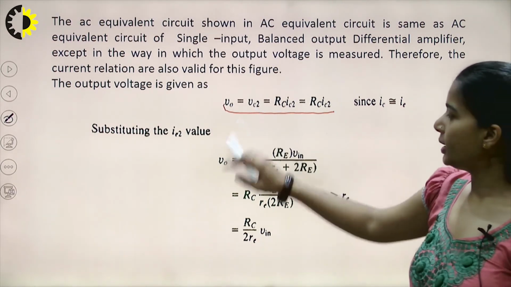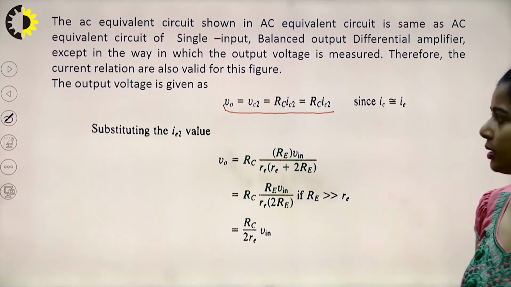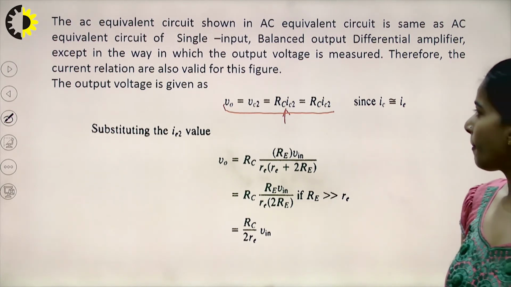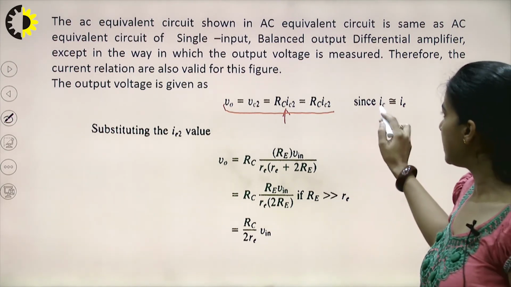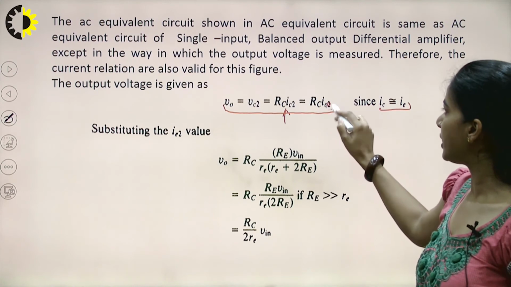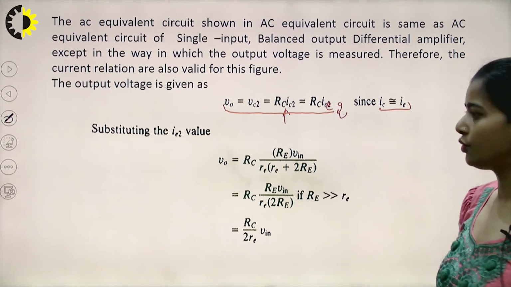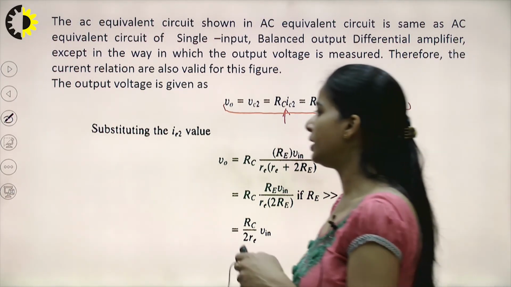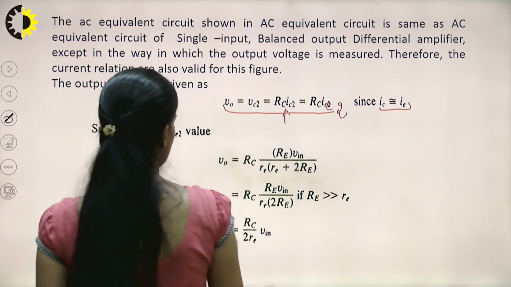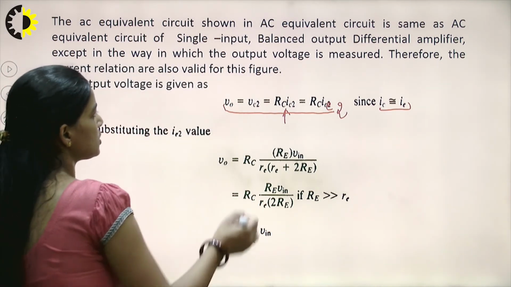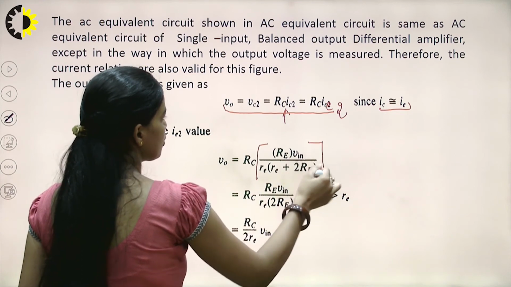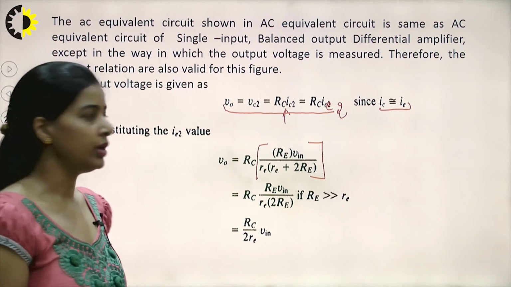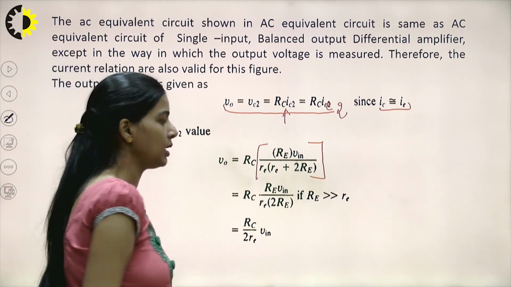Here the output will be across collector 2 and the ground, that we can write as RC into IC2, and that IC we can write as IE. So we can write it as RC into IE2. IE2 we have calculated, we can put that value and simplify it to get Vout. So putting that value of IE2, this is the expression of IE2, that is RE multiplied by Vin divided by RE, RE plus 2RE.